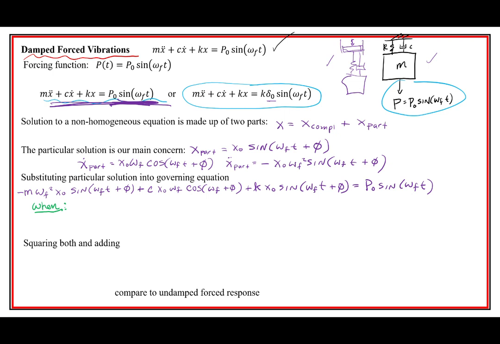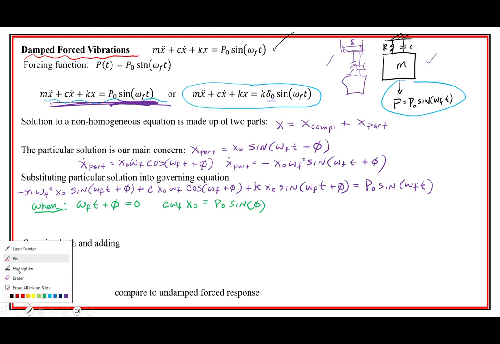So when omega f t plus phase angle equals 0, you would find that c omega f times x0 is equal to p0 sine of phi. Oh, that's why we did it. I see. Okay, so I knew there was something going on here with a little bit of a trick.